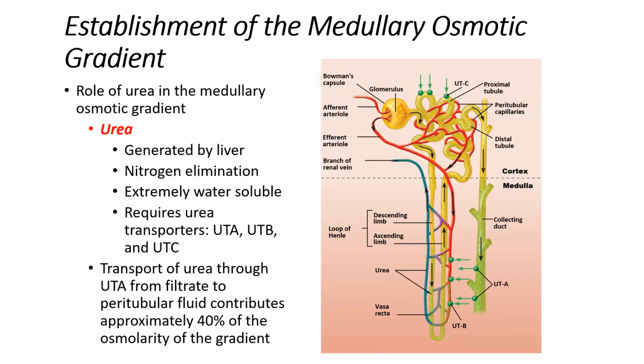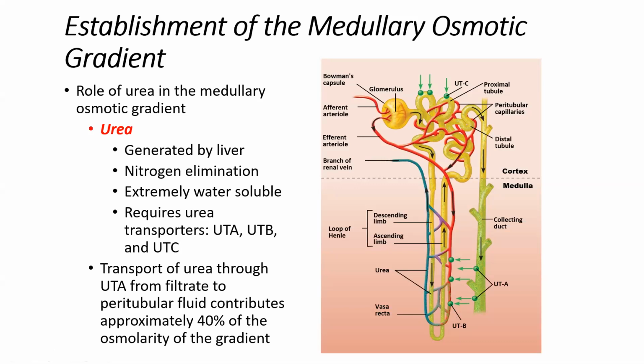Now let's talk about the role of urea in establishing this gradient. So there's another important component to establishing the gradient, and that is urea. So urea is generated by the liver. It's actually the way that we eliminate excess nitrogen, which is a breakdown product from things like protein that we eat. It's extremely water soluble, but it requires transporters located on different parts of the tubule. So transporter UTA is located on the collecting duct, and transporters UTB and UTC are located on the descending limb of the vasa recta, right?